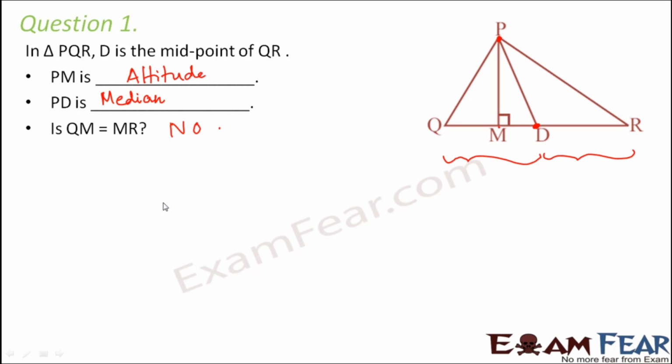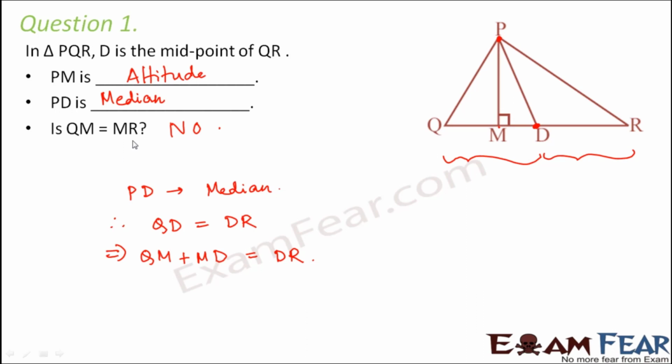So even if we try to prove this mathematically, we can prove it like this. Now since we know that PD is the median, that means D is the midpoint of QR, therefore QD is equal to DR. So QD can be written as QM plus MD. This is equal to DR. Right? Now the question says, is QM equal to MR? So QM we already have here, but MR we do not have. So how can we get MR? In order to get MR, we have to add MD to DR. So let us add MD on both sides. It is just like adding the same value to both sides of the equation. So this is our existing equation.